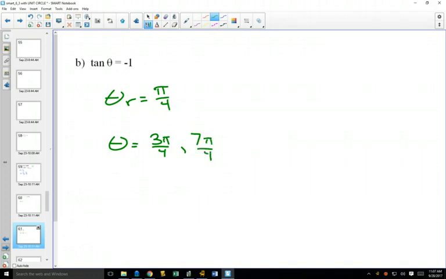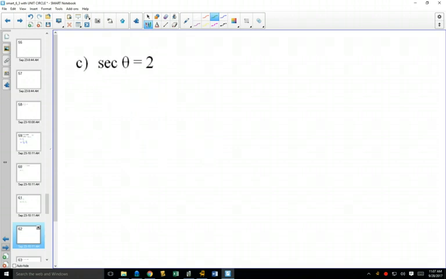So we can start to solve these trig equations really quickly now that we know our unit circle. Secant theta equals 2. Well, we don't have secant on our unit circle, so we need to write the reciprocal. What's the reciprocal of secant? Is it sine, cos, or tan? Cos. So if secant theta is 2, then cos of theta is 1 over 2.